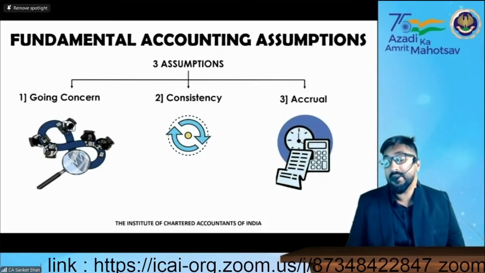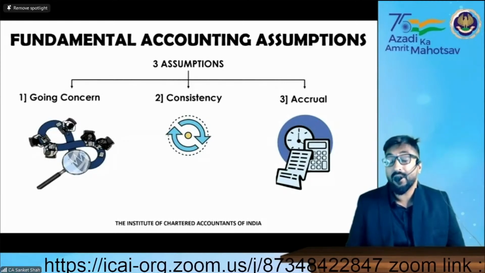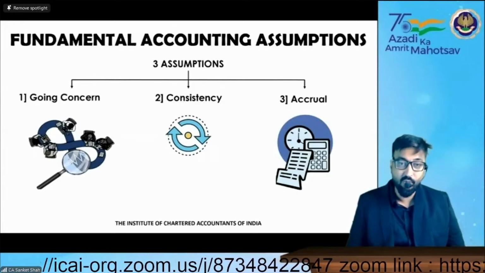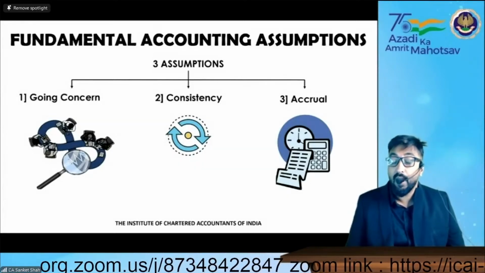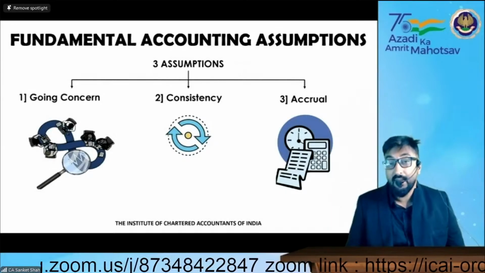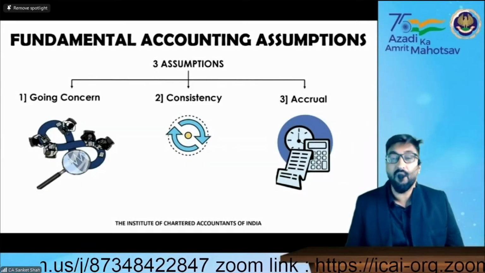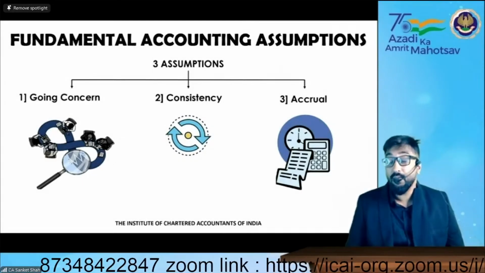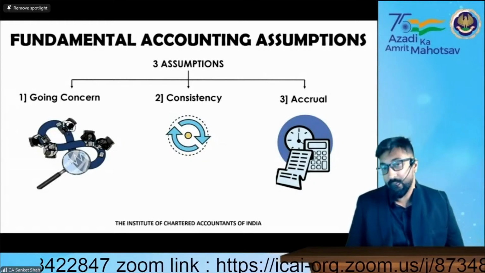Accrual concept is nothing but expenditure and income are not recorded on the payment or receipt basis, but on an incurred or earned basis. So if you are paying salary for 11 months, but your employee worked for 12 months, I will record expenditure of 12 months and not only the payment, that is the 11 months. So it's very important. In accountancy, we follow the accrual concept of accounting and not the cash concept of accounting.